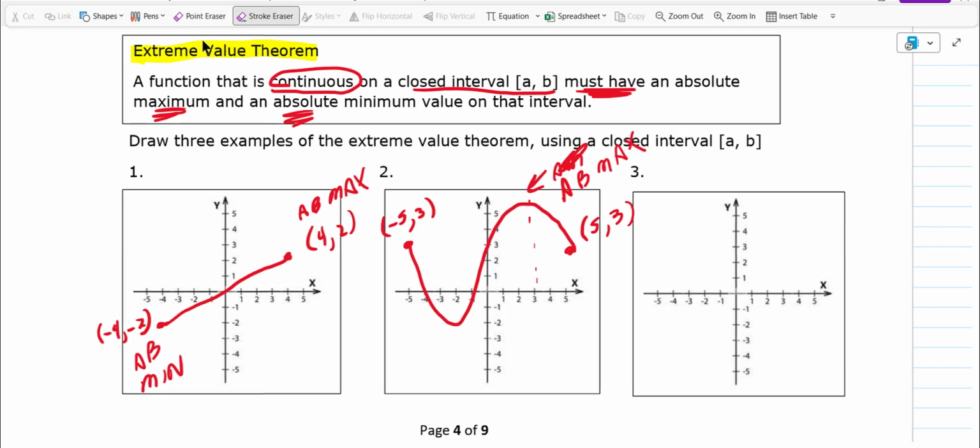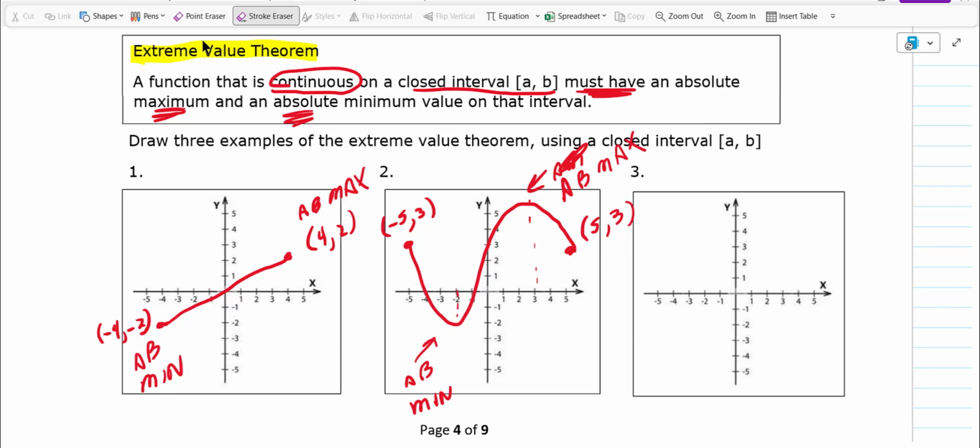It looks like it probably happens at -2. Okay, so you have an absolute min. The extreme value theorem says that if you have a continuous function and you're connecting two solid dots, then you have to have at least an absolute max or an absolute min. Okay, you could have more than one, but you're going to be forced to have one.